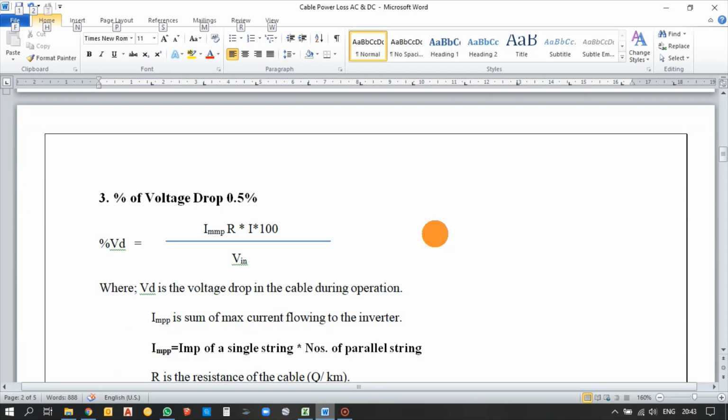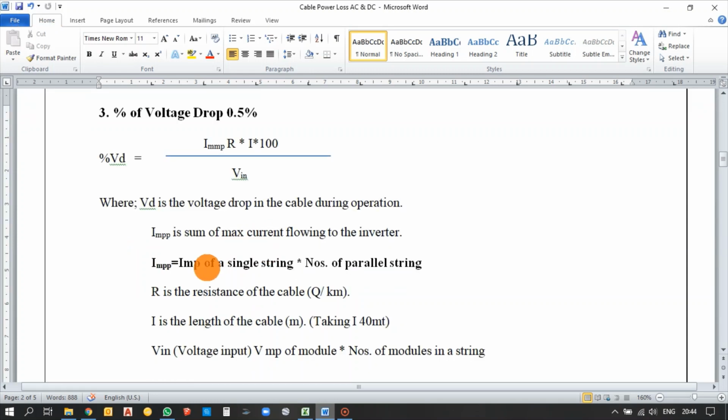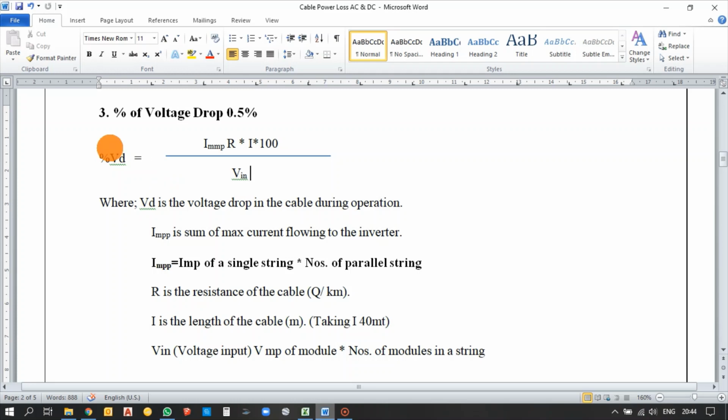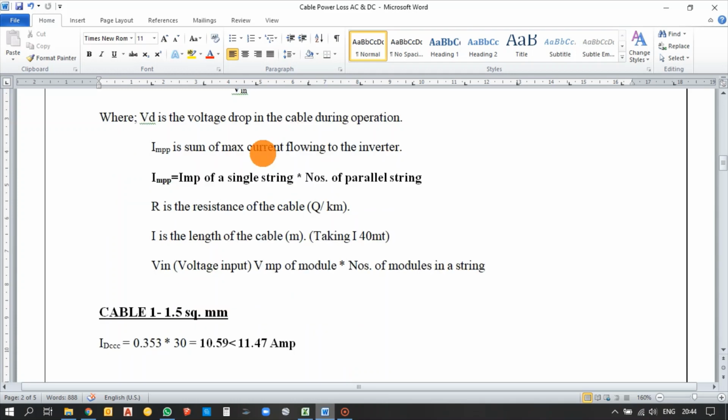And going for the percentage of voltage drop, it should be 0.5% for a DC. The formula would be IMP into R into L into 100 divided by voltage. So we'll know IMP, R and L, and the voltage input of the modules. Equating all this, we will be getting the voltage drop for a DC cable.